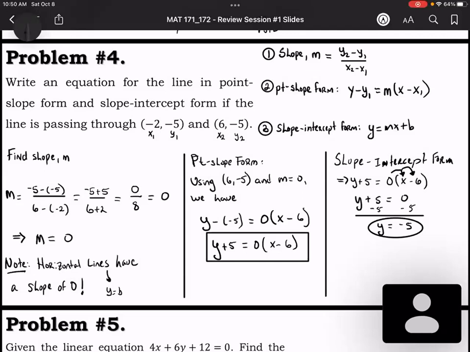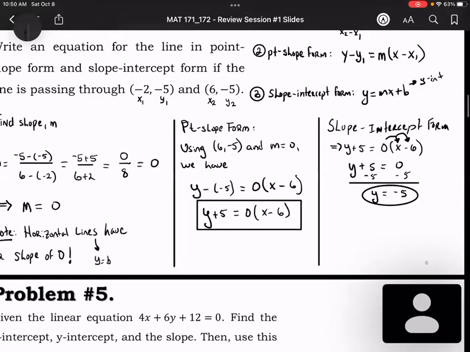Anybody know what the b stands for, by the way? Y-intercept. Right. B is called the y-intercept, right? So if my y-intercept is going to be -5, then I know that my line is going to be a constant line where the line has to go through that ordered pair.